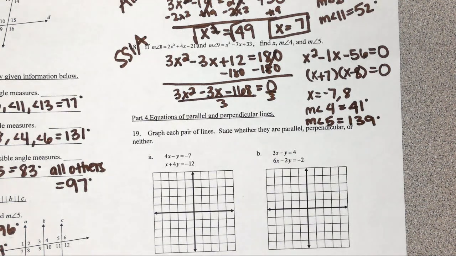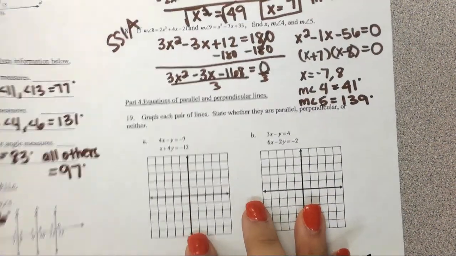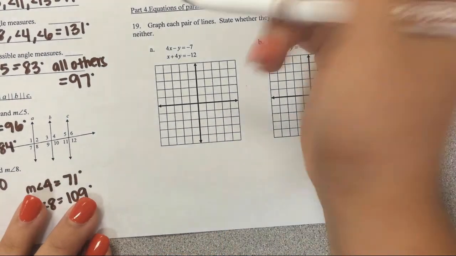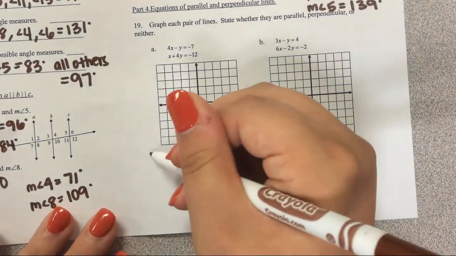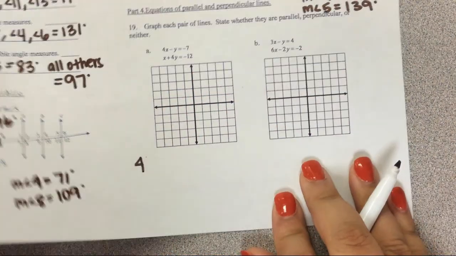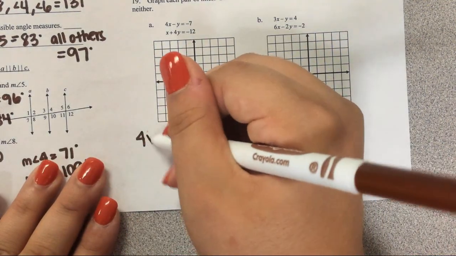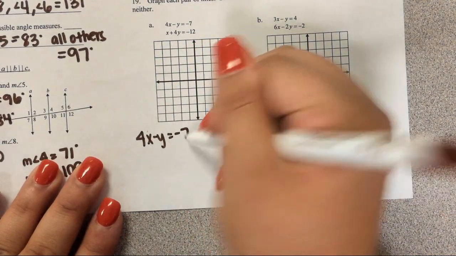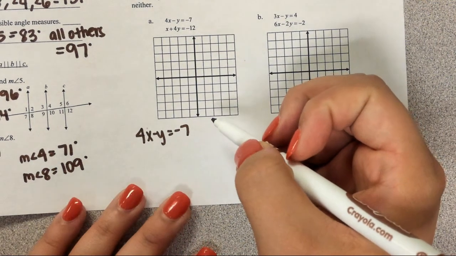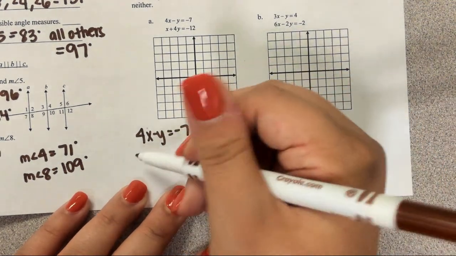All right, next we're going to be graphing lines. So in order to graph lines, we have to make them y equals. So for this first one, I'm going to rewrite it down here. 4x minus y equals negative 7. I'm going to move the 4x.